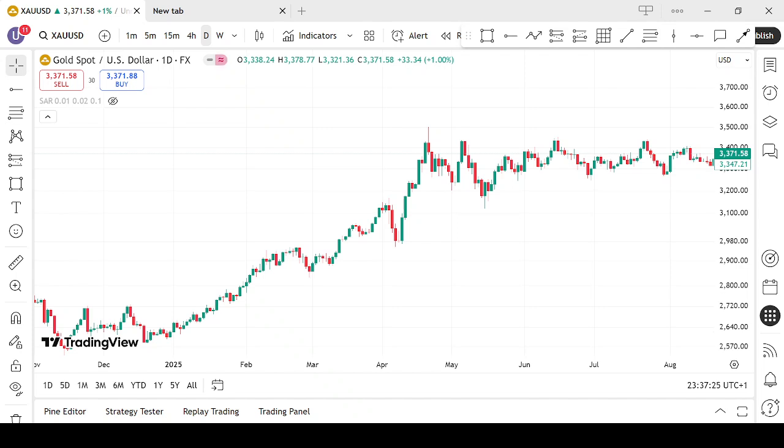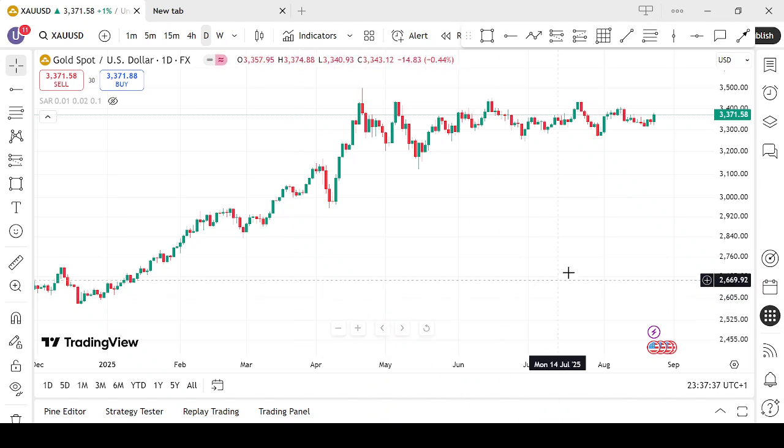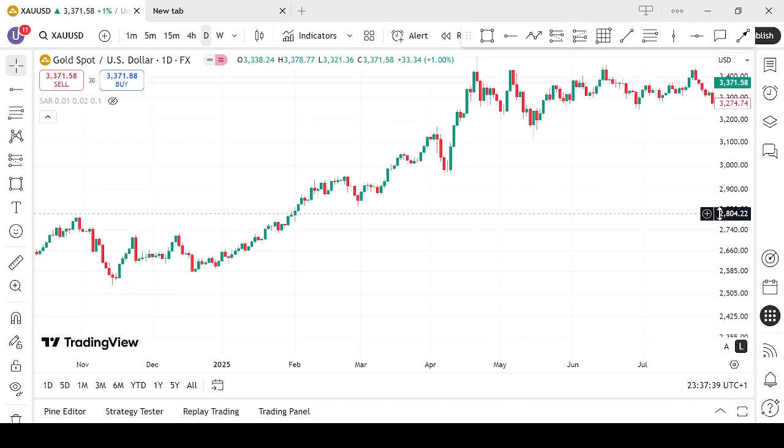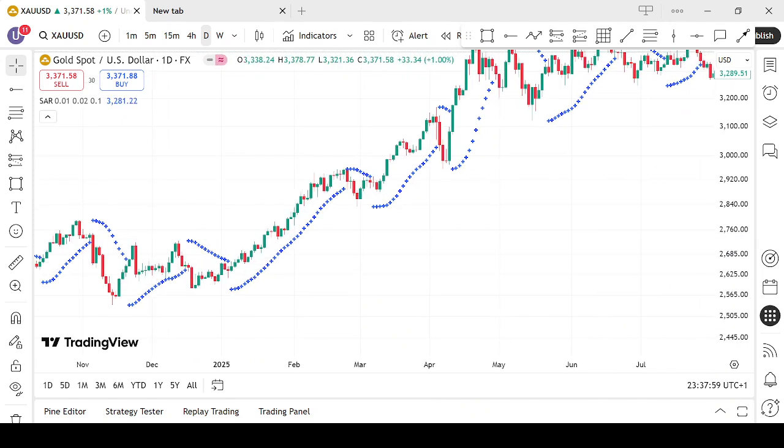Now, remember the Parabolic SAR, short for stop and reverse, is a technical indicator designed to identify the direction of a trend and signal potential reversals in price movements. Now, this indicator was developed by J. Welder, and it works by plotting dots above and below the price bar on the chart. Remember, these dots shift position based on trend direction.